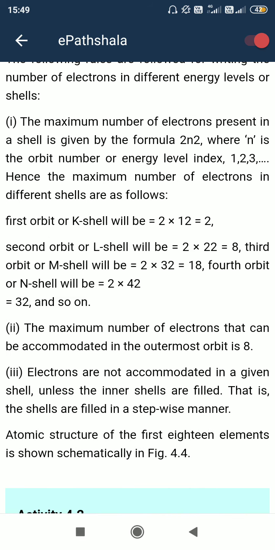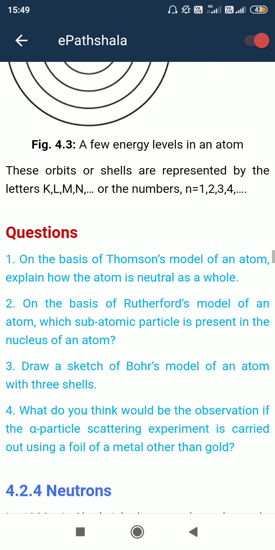Another thing is the names. When small n is equal to 1, the shell or orbit is named K, when small n is equal to 2 the orbit name is L, when small n is equal to 3 the orbit name is M, and likewise. So this comes from Bohr's model.